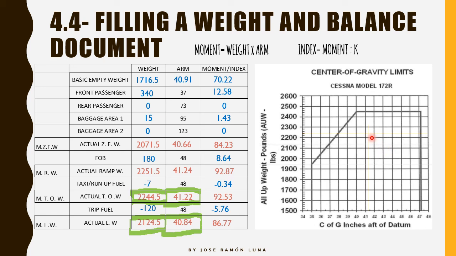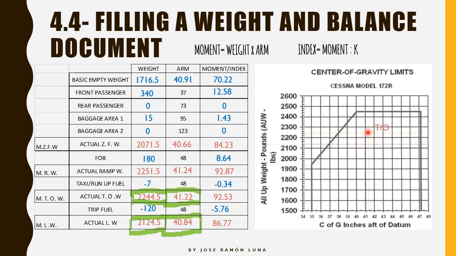This first line in yellow right there is basically our takeoff calculations. Our takeoff calculations give us a point right there, of 2,244.5 kilograms, converging with another line that comes from the 41.22 right from here, and it's going to create a point right there. That is our takeoff point. It means our CG is inside of the limits. If this point is inside of the boundaries, it means that our takeoff is safe.